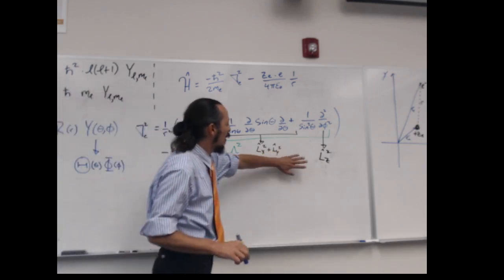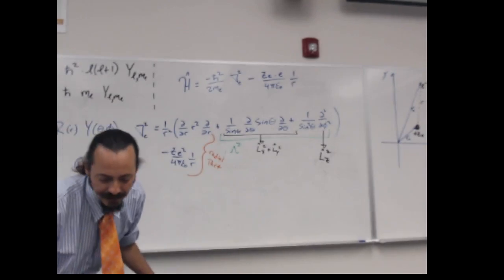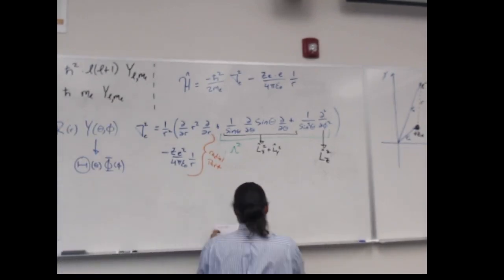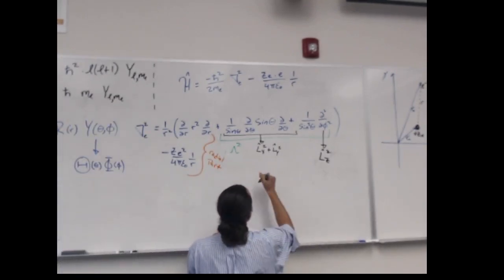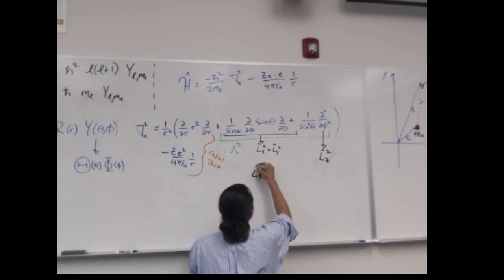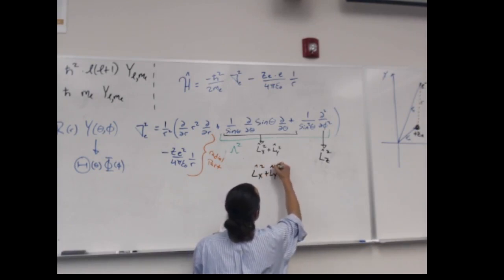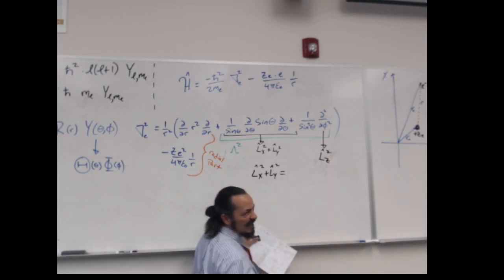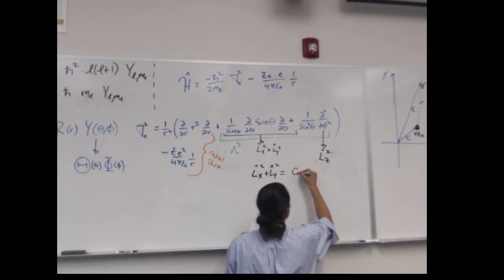So for this first part, when we were splitting up our angular part, and I didn't do this explicitly last time, essentially we can say, hey, if I've got this Lx squared operator plus this Ly squared operator, and I just set it equal to some constant, let's call it constant 1.